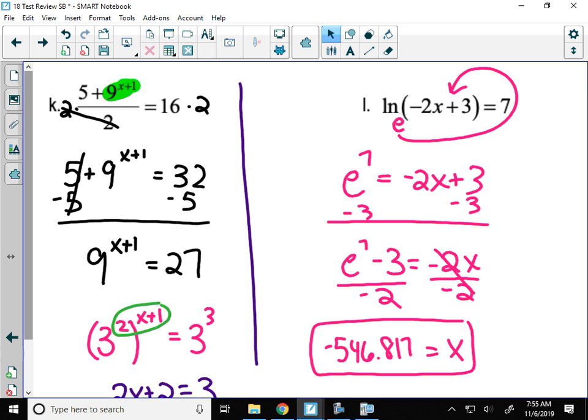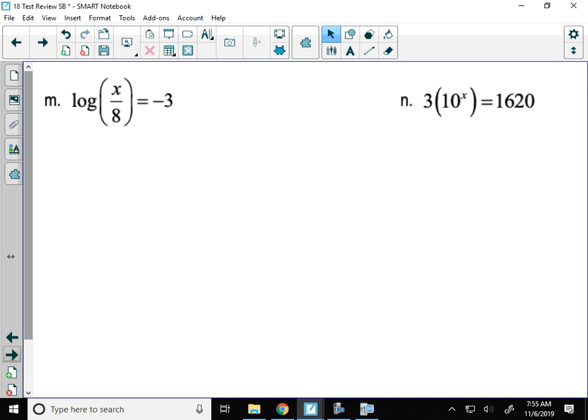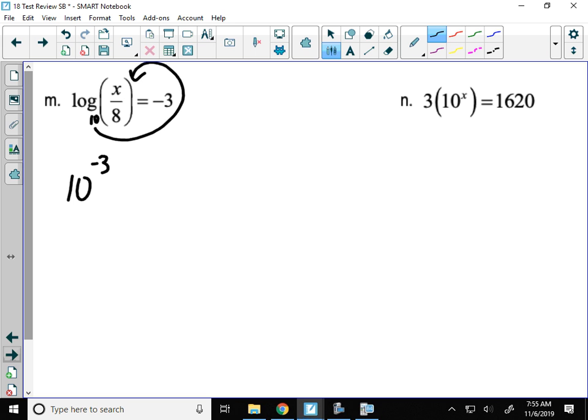Three more for this video. Log of x over 8 equals negative 3. In order to solve this logarithm, I have to turn it into an exponential. The base of this common logarithm is 10. So I use 10 as my base for the exponential.